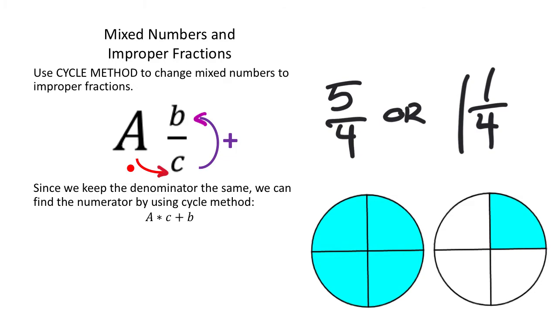So I hope that example, just because we've seen it already, kind of helps you make that connection between not only how to convert an improper fraction to a mixed number, but also to see the reasoning behind the cycle method here in changing a mixed number into an improper fraction.